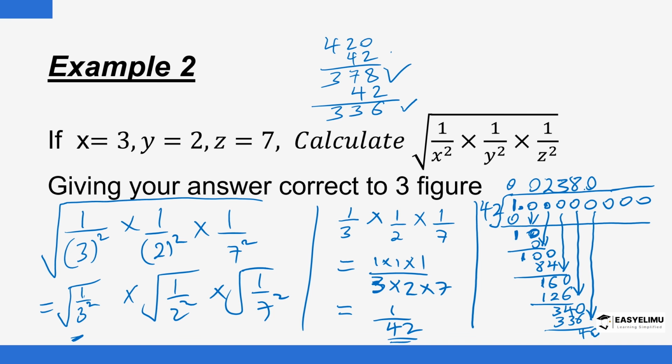So you see, if you round off here, it will be 1, 2, 3. So remember, after you are done, the decimal point is supposed to jump up here. So the answer here is going to be equal to 0.0238. Yes, we are done. We have given the answer corrected to 3 figures.